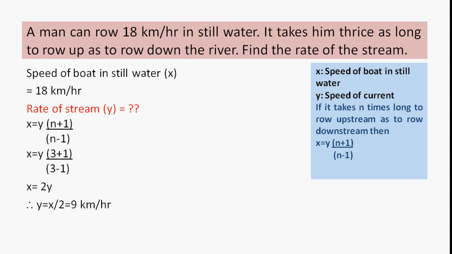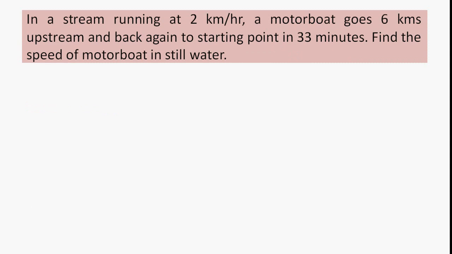Taking up the next question. In a stream running at 2 km per hour, a motorboat goes 6 km upstream and back again to the starting point in 33 minutes. Find the speed of the motorboat in still water. Here we are given the rate of the stream is 2 km per hour, that is, we are given the value of y.